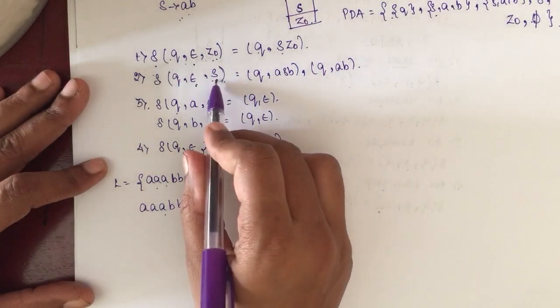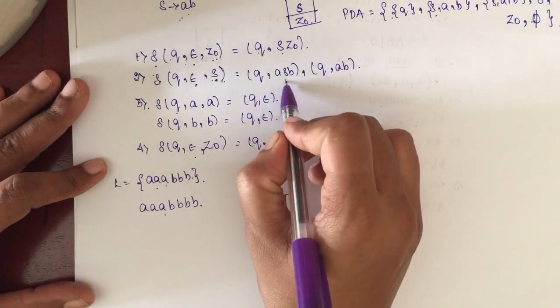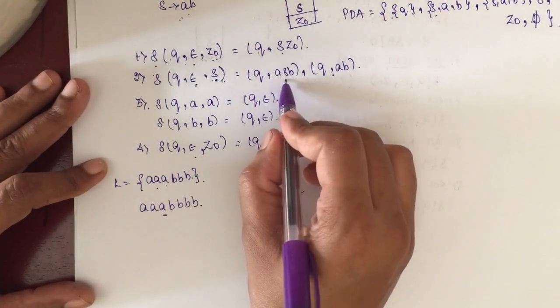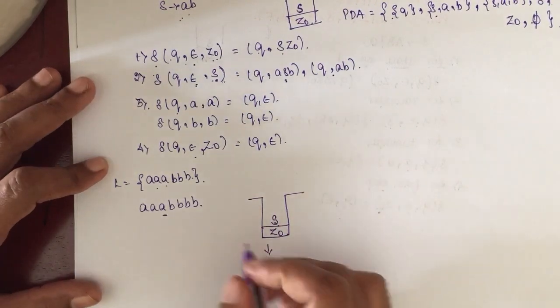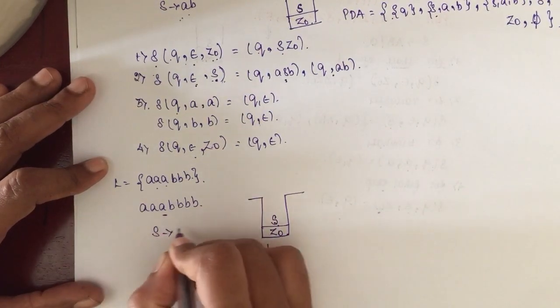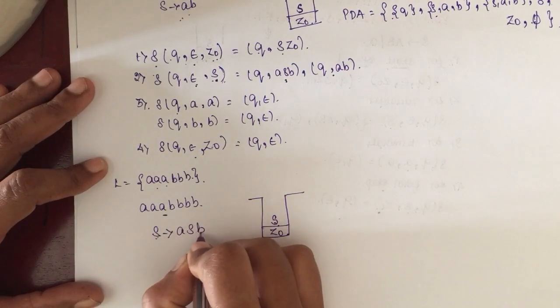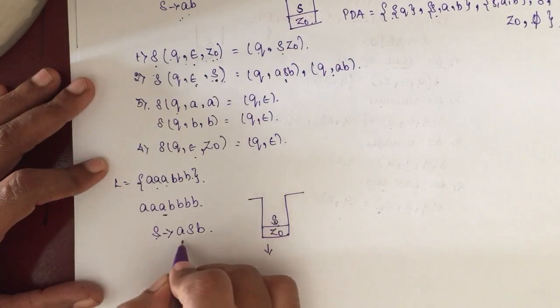If my stack top element is S, I am supposed to replace this S with the help of ASB or AB. According to my language, ASB is the right one to replace this S, right? So in the second step, I'm just going to start with the start symbol which is S. After replacing S, in the place of S, I'm just going to place ASB, right? Now I'm just going to replace this S with ASB.